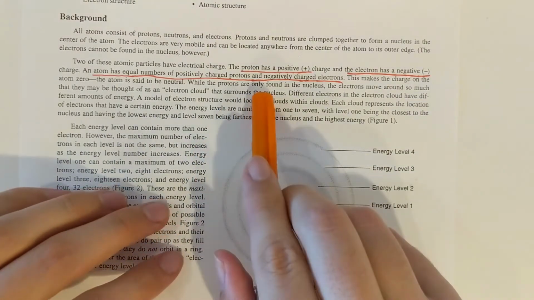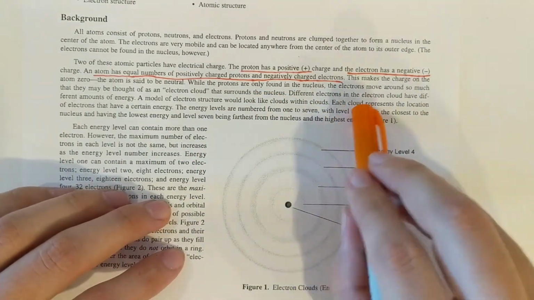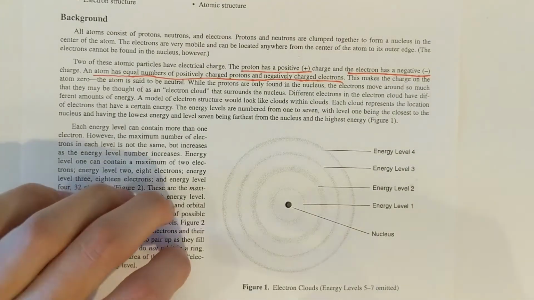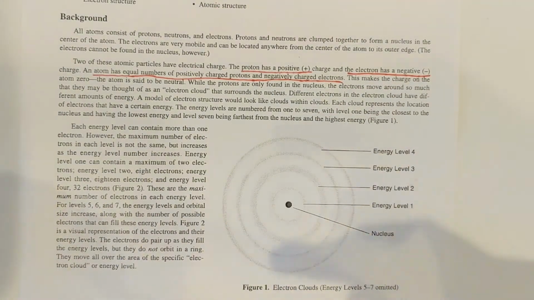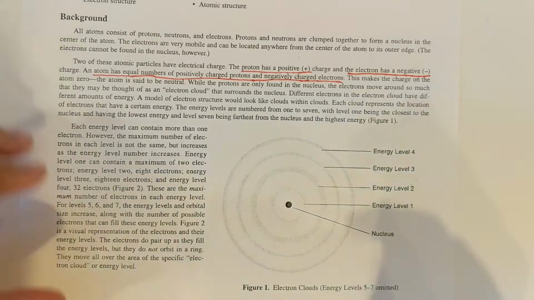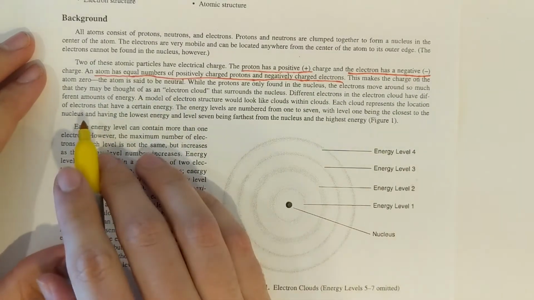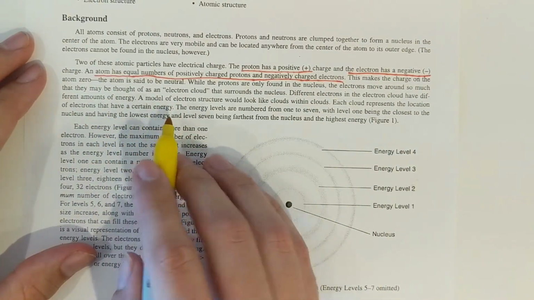While protons are only found in the nucleus, electrons move around so much that they may be thought of as an electron cloud that surrounds the nucleus. Different electrons in the electron cloud have different amounts of energy. A model of electron structure would look like clouds within clouds, so like shells of clouds around each other. Each cloud represents the location of electrons that have a certain energy.